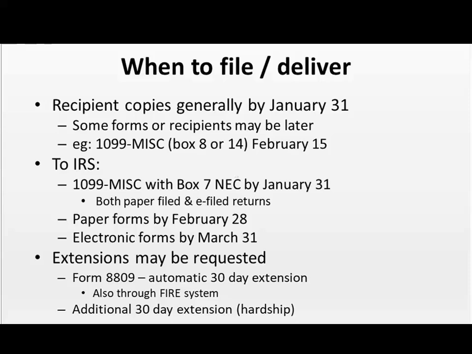To the IRS, Form 1099 miscellaneous with Box 7, non-employee compensation reported, goes in by January 31st. That's for both paper-filed and e-filed returns. Otherwise, paper forms are due by February 28th and electronic forms by March 31st. Extensions may be requested. Form 8809 grants an automatic 30-day extension.